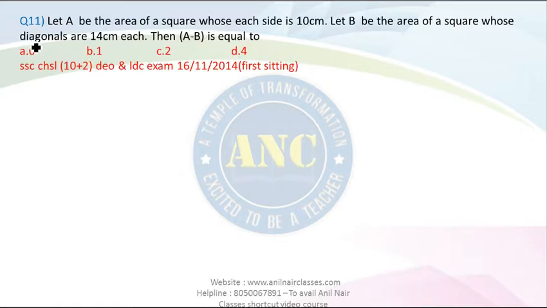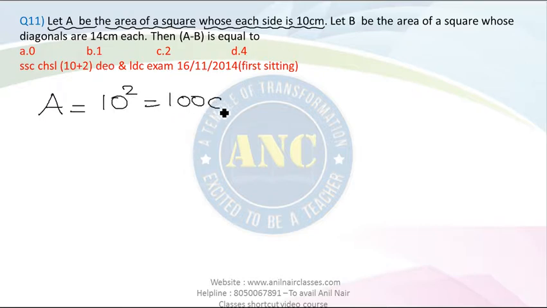Next, question number 11. Question number 11 says that let capital A be the area of a square whose each side is 10 centimeter. That means the area of a square whose each side is 10 centimeter is 10 square, which is nothing but 100 centimeter square. Okay, this is point number 1.